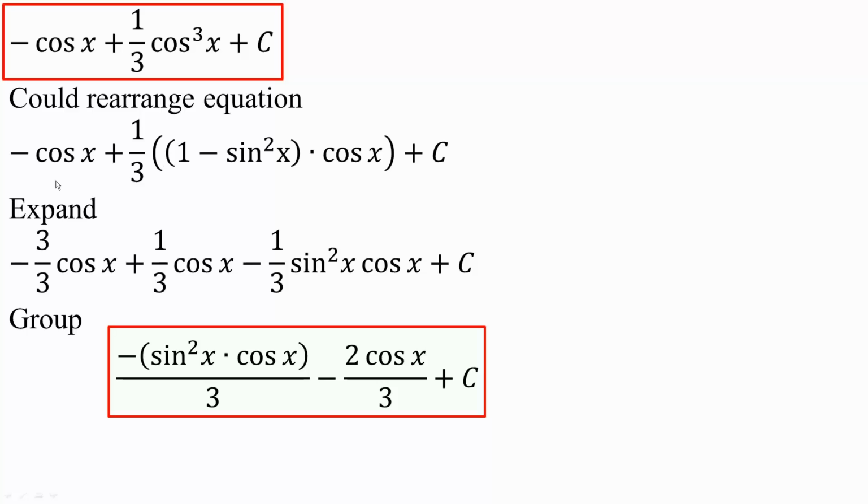Next, I will expand. So instead of saying negative cosine x, I could say negative 3/3 cosine x, plus I'm distributing the cosine x over here and here. So I would get 1/3 cosine x, because this cosine x went here to the 1, and this cosine x also goes here. So minus 1/3 from here, sine squared x times this cosine x plus c. Finally, I would get negative 1/3 sine squared x cosine x, this term right here, and then I could combine these two pieces. Negative 3/3 plus 1/3 would be negative 2/3 cosine x plus c.